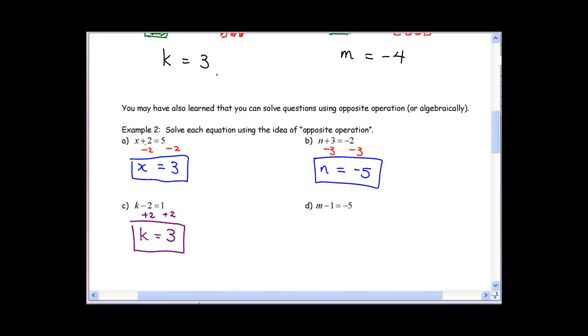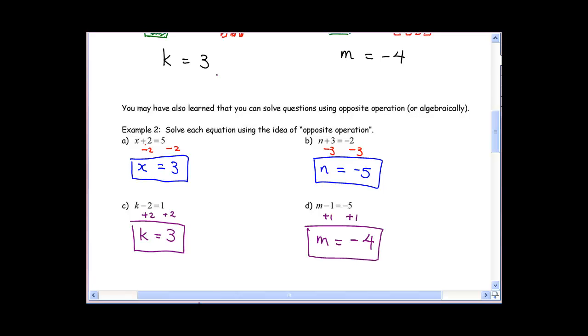And finally, let's do the same thing with D. m minus 1 equals -5. So let's go ahead and do opposite operation. The opposite operation of -1 is +1, or sorry, -1, I should say. So we must do the same thing to both sides. So now we have m equals -5 plus 1. That's just -4. Ta-da!